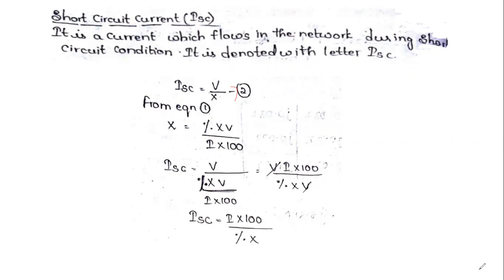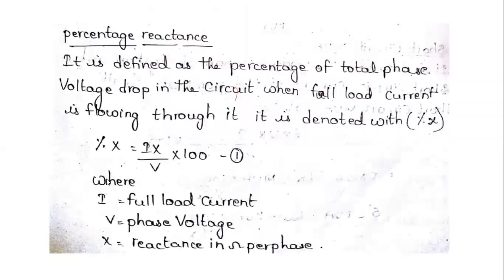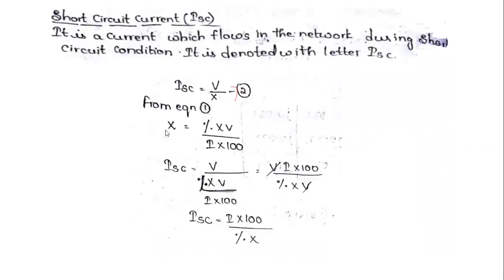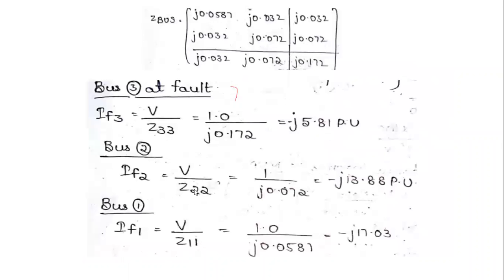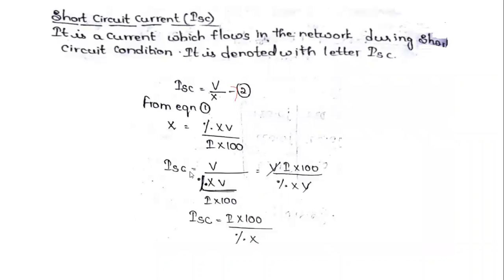From the previous slide, what is the formula for percentage X? That is equation number 1: percentage reactance, percentage X, is equal to Ix by V into 100. From this equation, we write down the formula for the X value. X is equal to percentage X into V by I.